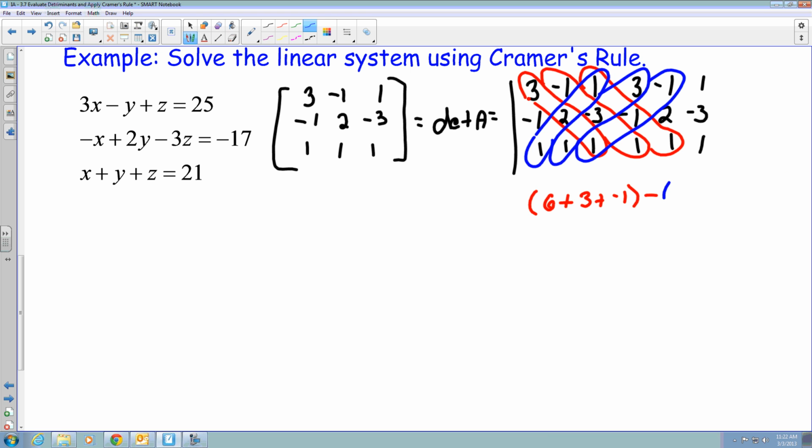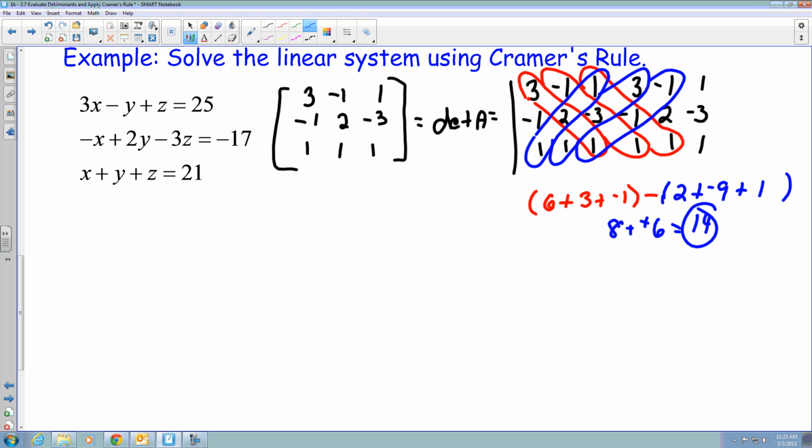So when I put them in parentheses, I get 1 times 2 times 1, which gives me 2, plus 1 times -3 times 3, which gives me -9, plus 1 times -1 times -1, which gives me 1. So the first parentheses would be 8, so it's minus a -6, and so this is plus plus, which equals 14. So my determinant of A is 14.